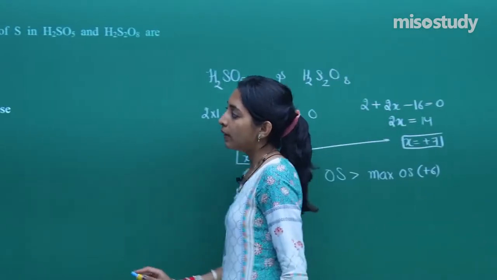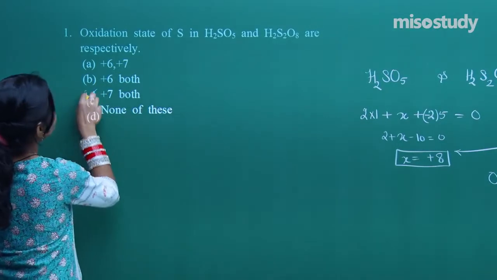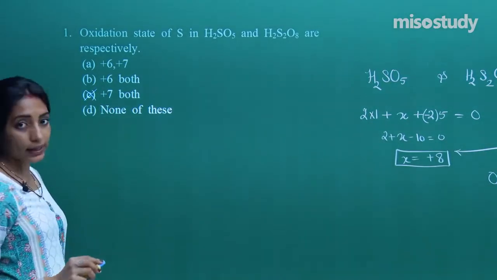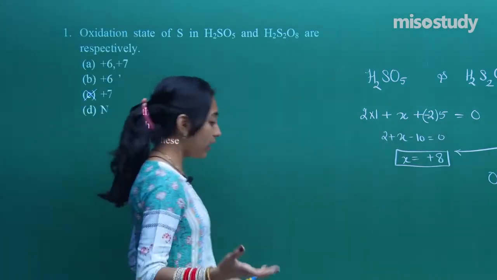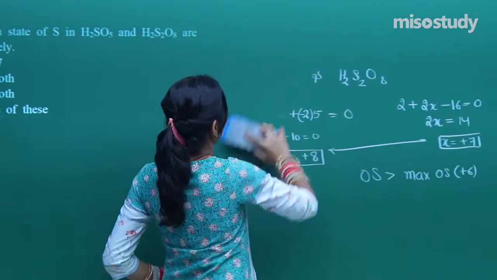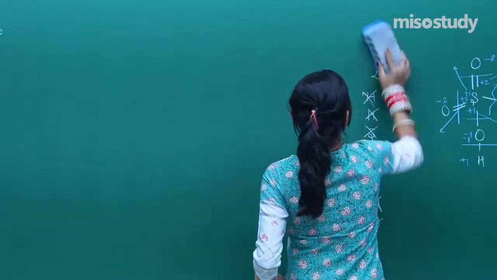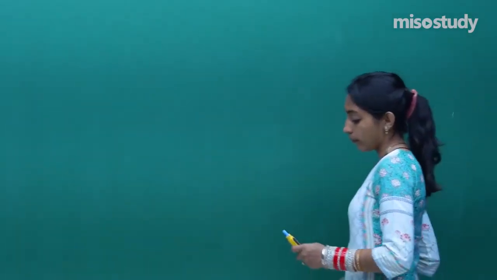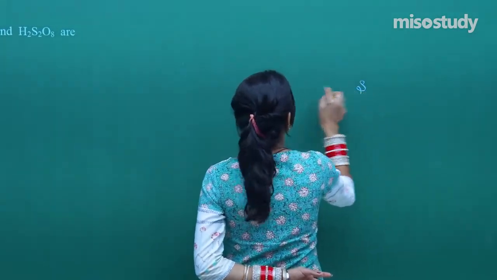So let's see. So genuinely none of these can be an option, but plus 7 is not the option, right? Either it can be A, B or D. Now I will draw the structure of H2S2O8. So in the similar manner, let me move to H2S2O8. So we have 2 sulfurs are there.